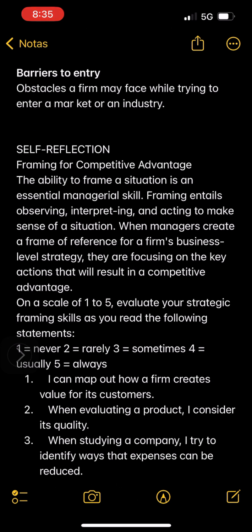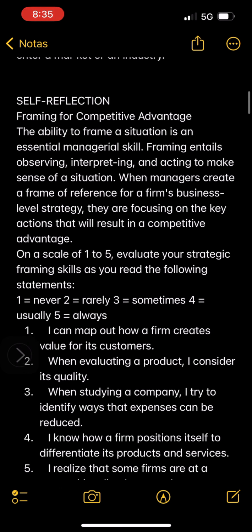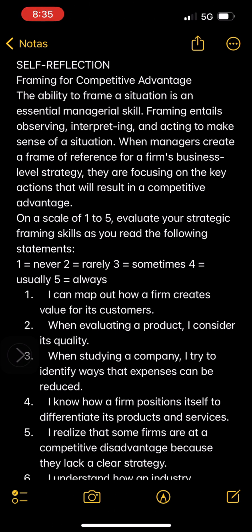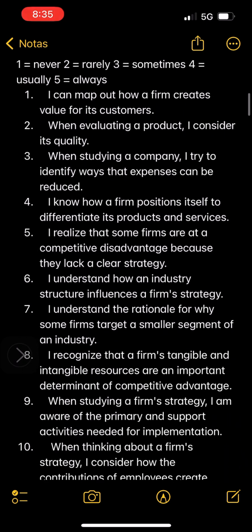Self-reflection. Framing for competitive advantage. The ability to frame a situation is an essential managerial skill. Framing entails observing, interpreting, and acting to make sense of a situation. When managers create a frame of reference for a firm's business level strategy, they are focusing on the key actions that will result in a competitive advantage. On a scale of 1 to 5, evaluate your strategic framing skills as you read the following statements. 1 equals never, 2 equals rarely, 3 equals sometimes, 4 equals usually, 5 equals always.